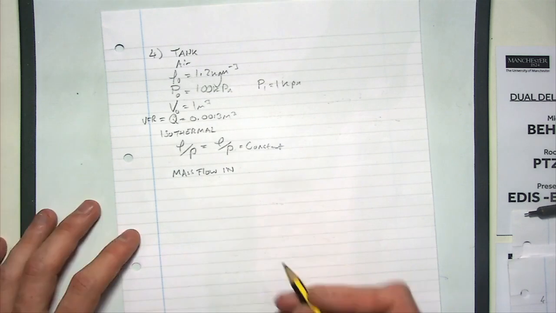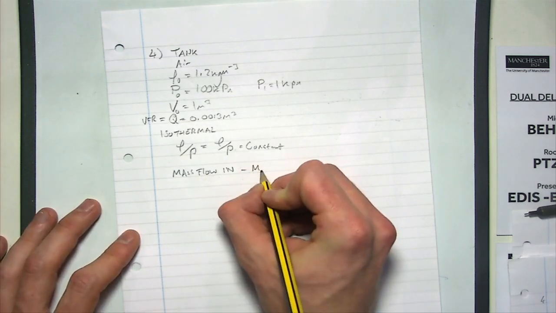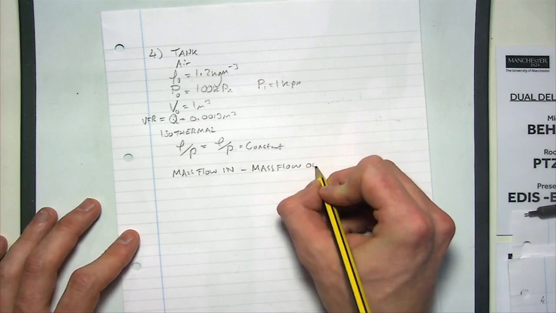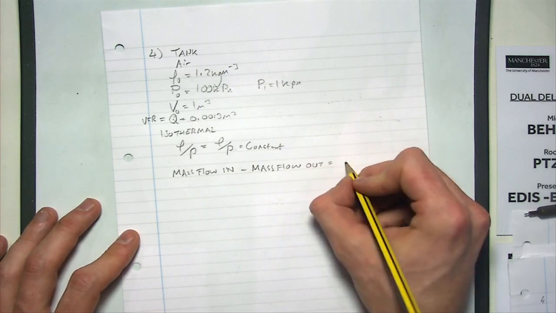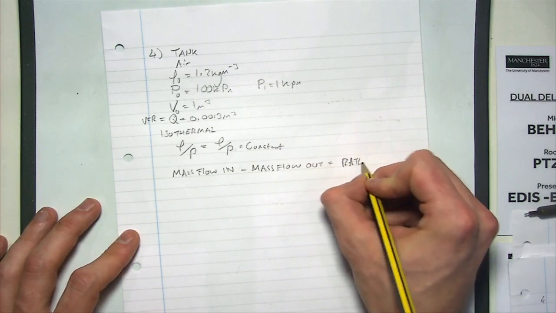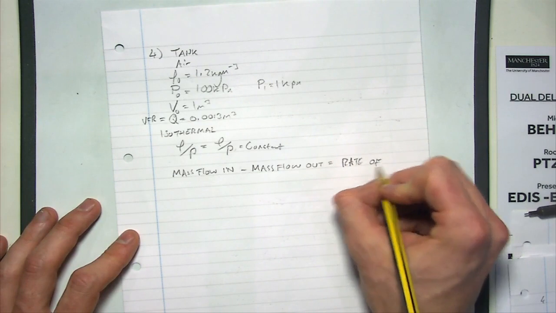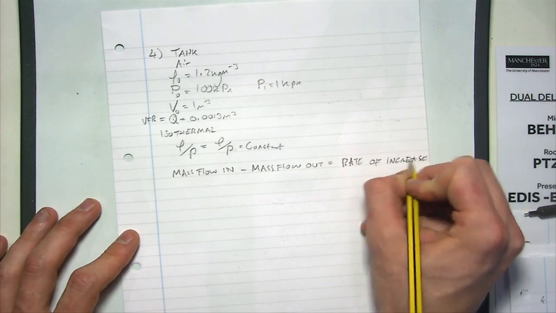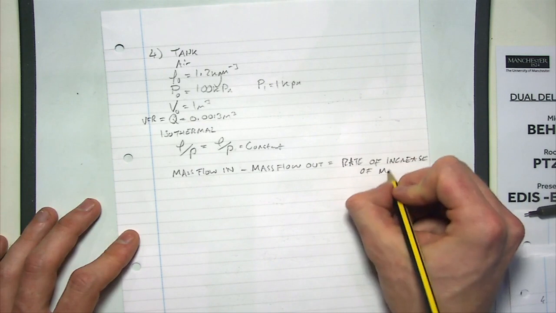Basically, we're saying here that the mass flow in minus the mass flow out, so this is a little bit of a different way of writing it, is equal to the rate of increase of mass. Okay?